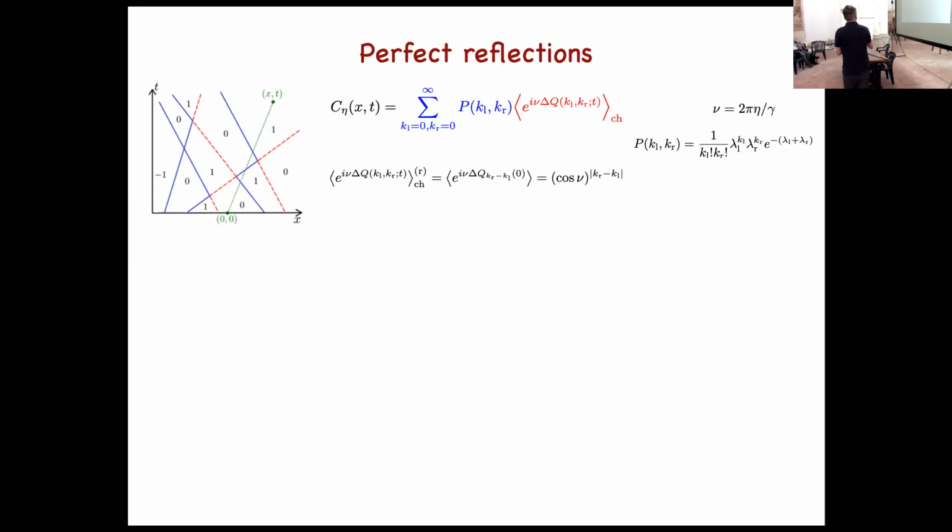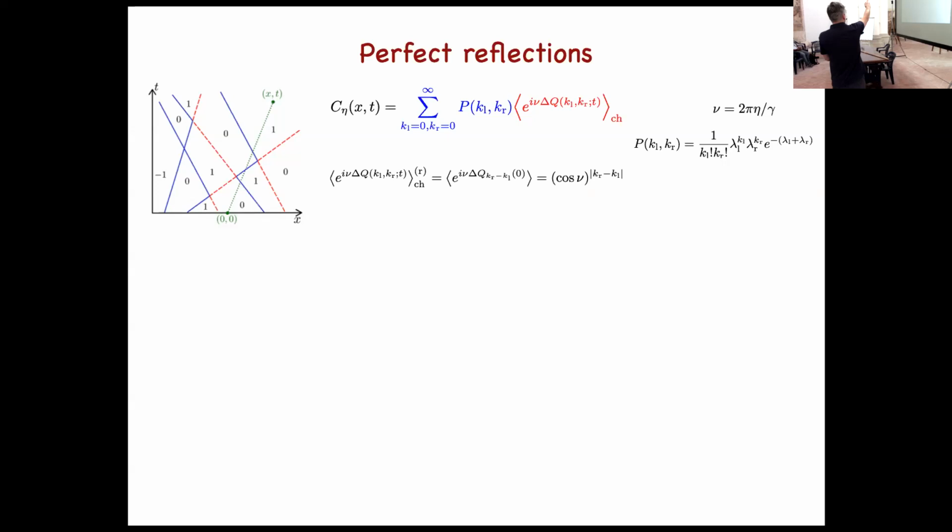And it means that if I can tell how much I shifted, or how many domains I shifted to the left or to the right while I moved from 0, 0 to x, t, then I can compute this average. This number of domains, the shift in the list of domains, is given by the difference of right and left crossing particles. Because if a particle crosses from the right, I shift one to the right in the sequence of domains and so on. And then I can compute the expectation value at 0 time because it's invariant in time. And at 0 time, they are independent. So again, I get this cosine nu, but now it's raised to the power of not kr plus kl, but kr minus kl, absolute value.